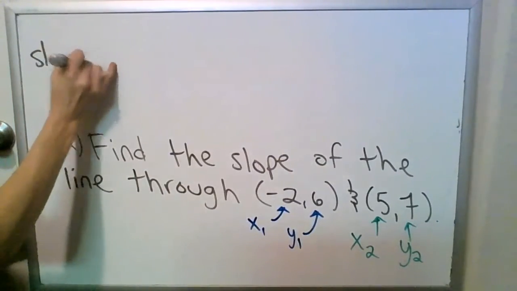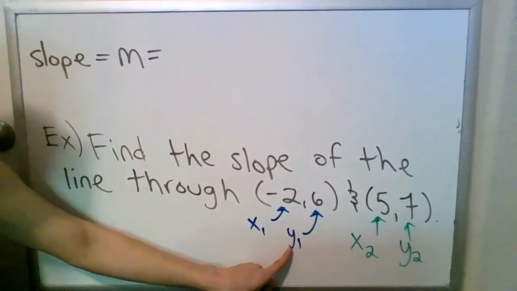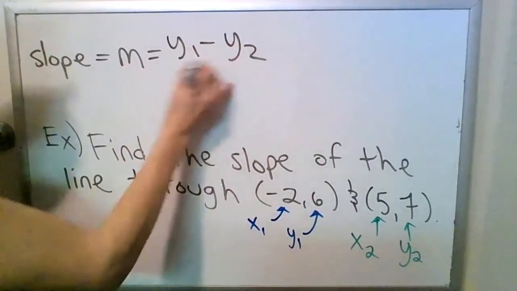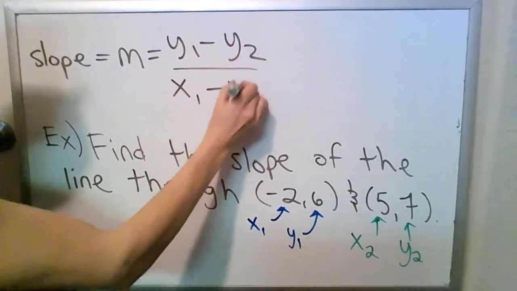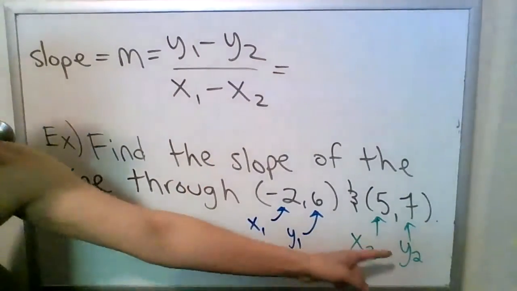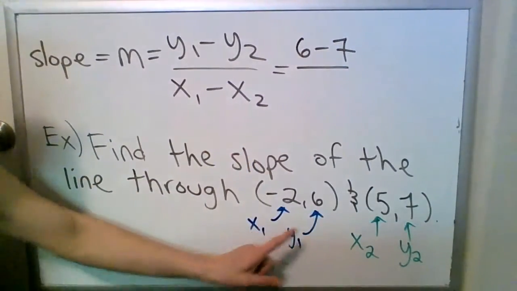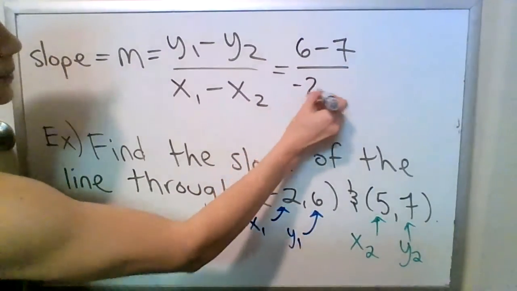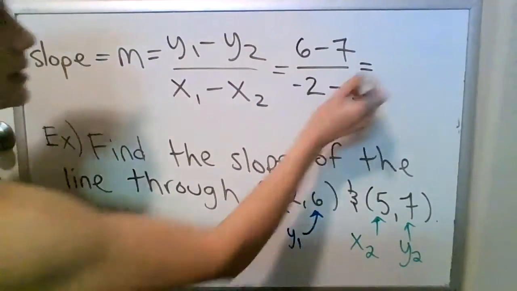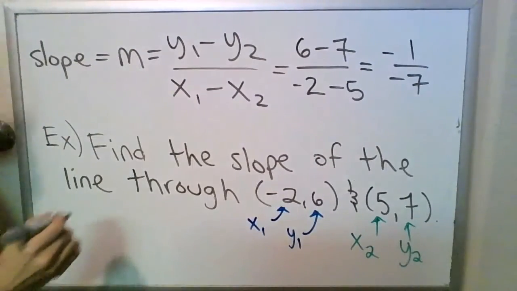Slope is called m. And you take your difference in y values. I'm going to start with this point first. We'll do y1 minus y2 over x sub 1 and then subtract x sub 2. 6 minus 7, divided by -2 and then subtract 5. So it's -1 over -7. Should be +1 over 7.